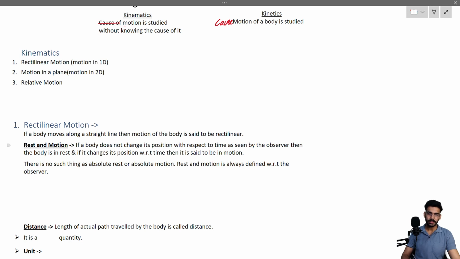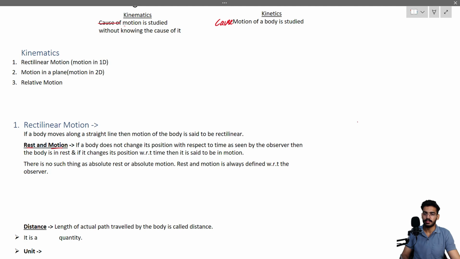Now the next term we are defining is rest and motion. What do we understand by rest and what do we understand by motion? You say something that is stopped is at rest, and something that is moving is in motion. But this is not exactly the thing. You understand the thing.